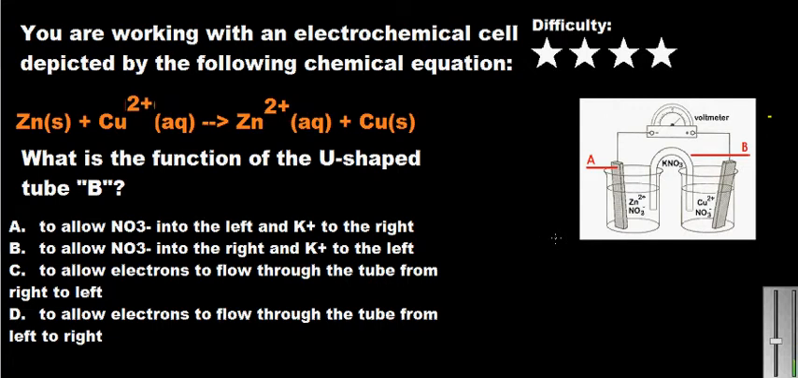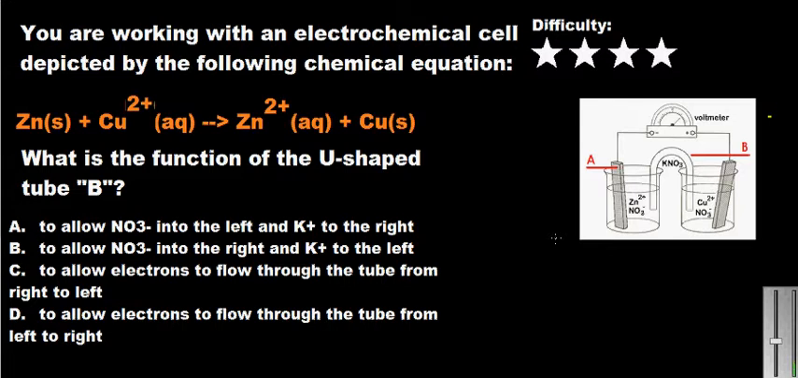Working with an electrochemical cell depicted by the following chemical equation. What is the function of the U-shaped tube B? A. To allow NO3- into the left and K plus to the right. B. To allow NO3- into the right and K plus to the left. C. To allow electrons to flow through the tube from right to left. And D. To allow electrons to flow through the tube from left to right.